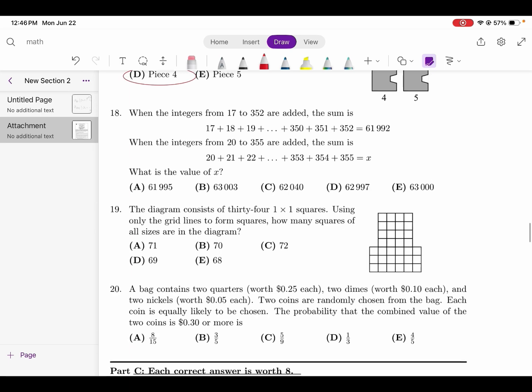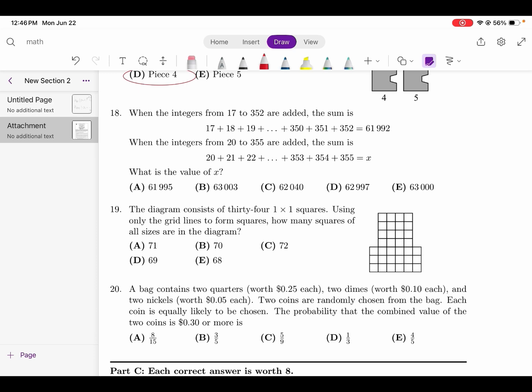Okay. Question 18. When the integers from 17 to 352 are added, the sum is that. And then we want to find the sum when 20 to 355 are added. I guess you could just count or add that manually. You could do the Gauss thing where you add the first and last, and then you count the amount of numbers that are in there, and then you multiply those and divide it by 2.